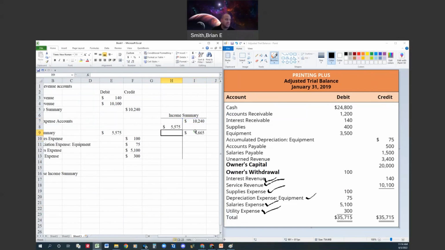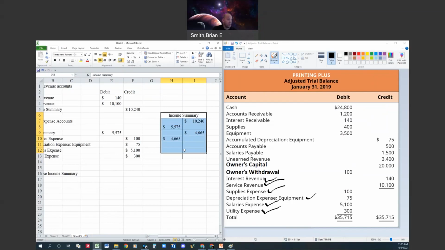Okay, so when we take our credit and subtract out our debit, if we have a negative amount, that means it's going to be a debit balance in the income summary. That's an income loss, a net loss. But if it's a credit, or if it's a positive number, it's a credit and it will be a net income. So we're going to have a credit balance here of 4,665. So to close our income summary, we need a debit of 4,665.